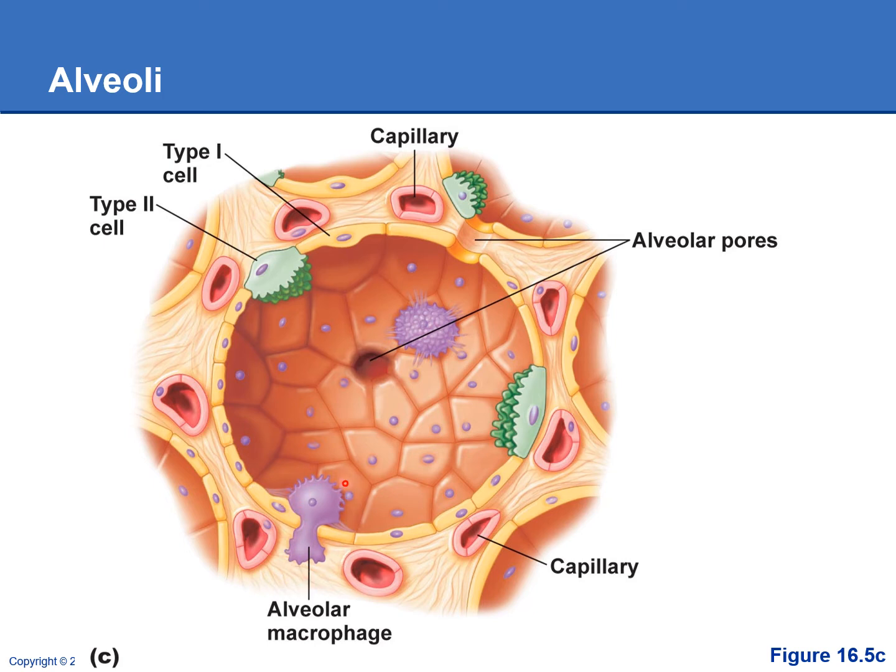Remember, macrophages are a type of white blood cell that go around and phagocytize things. So any pathogens or dirt that did not get taken out by the rest of the conducting zone and made it down to the alveoli will be eaten by the alveolar macrophages because there's no mucus elevator that reaches down to the alveoli.